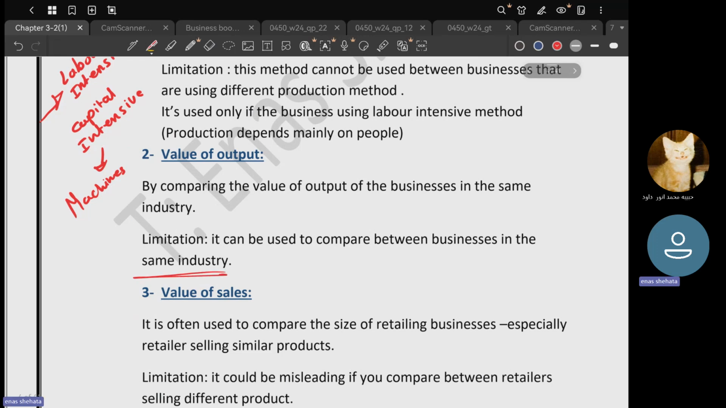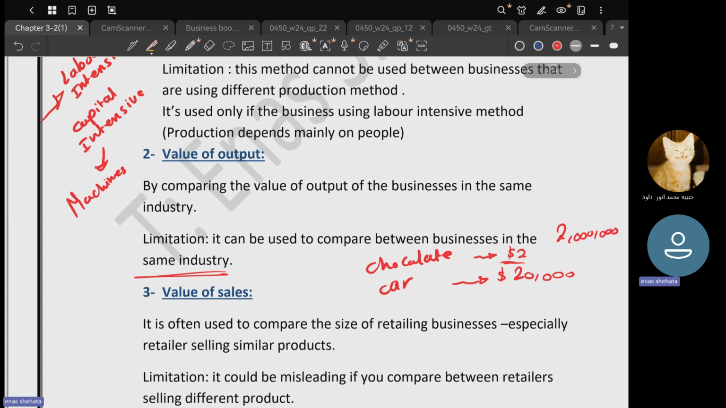For example, if I compare a chocolate manufacturer and a car manufacturer, can I use value of output to compare them? Of course not. Why? Because the value of a chocolate bar is, for example, $2, but one car may be $20,000. For example, this one produced $2 million, meaning he produced a lot of product, 1 million chocolate bars. But this one produced $2 million too, so how many products does he produce? Only 1,000 cars.